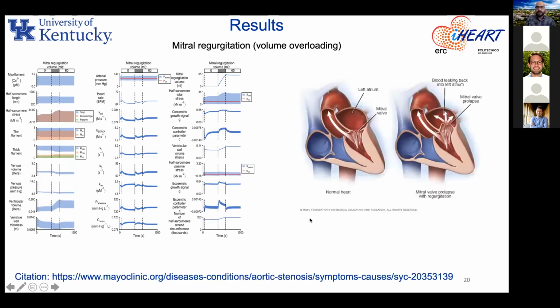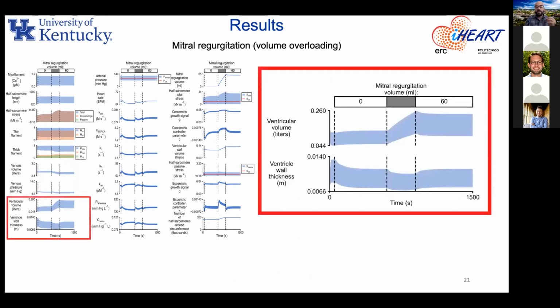So in the next case, we tested mitral regurgitation as an example of volume overloading. Pretty much the same format of multi-panel figure here, but in this case, we perturb the steady state simulation by inducing a volume overloading. We did that by allowing a portion of blood volume to move backward through the mitral valve during systole.